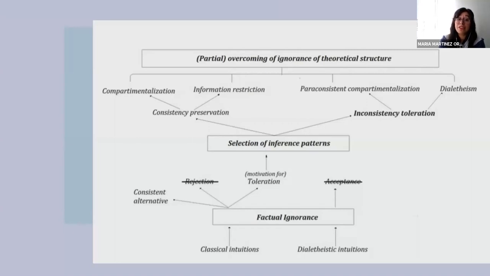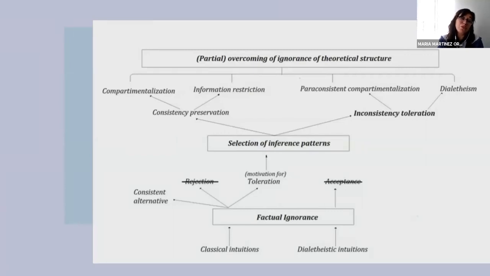Because this factual ignorance is saying that you are not justified to say that both parts of the contradiction are false, in the same way that you are not justified to assume that they are both true. So rejection is out of the discussion. And then, if we cannot provide a consistent alternative, then we have to tolerate the contradiction.